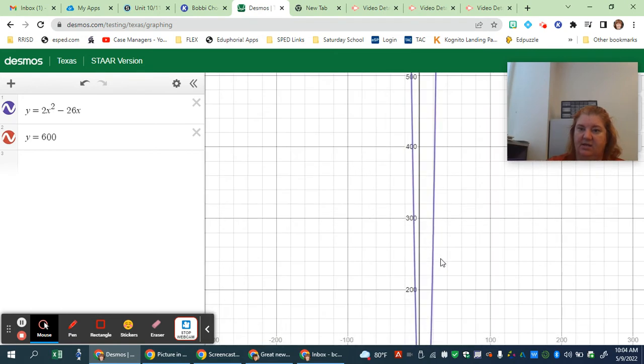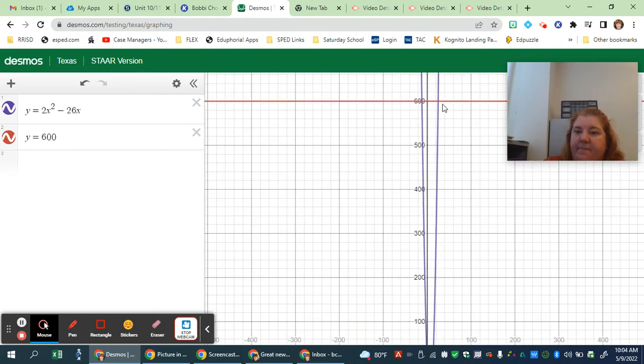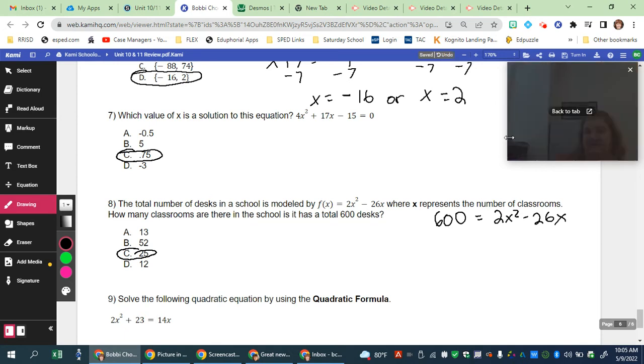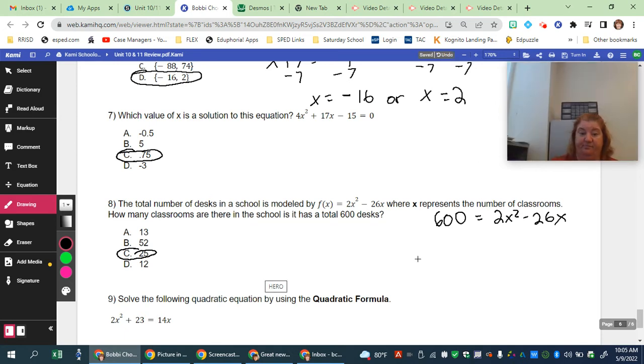I don't know why. There. So the answer would be 25 classrooms. Yeah, that's probably the quickest way to do it. There it is. But then again, you could have just plugged each number in and see if that equaled 600. That would have worked too.